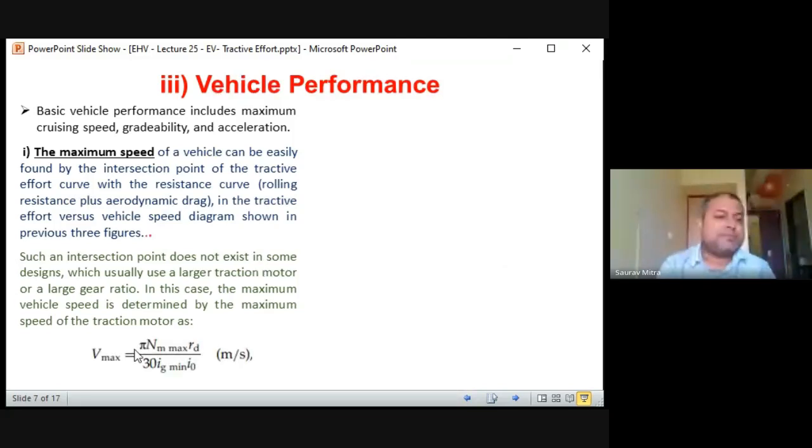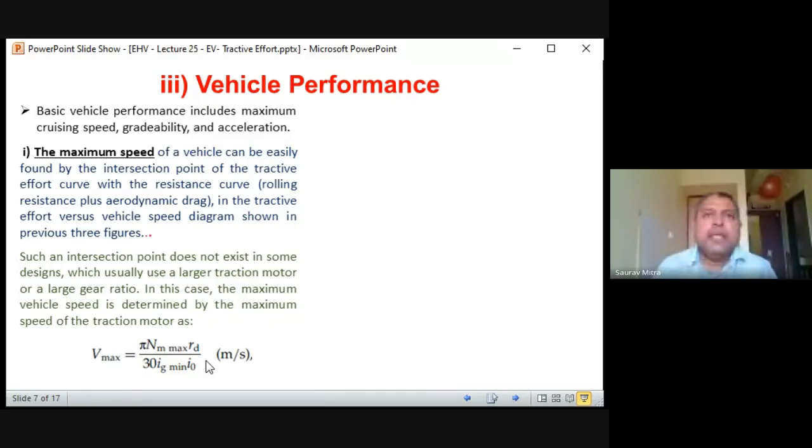So how much is the Vmax? In that case, if that graph does not exist, which usually happens with a larger traction motor or a larger gear ratio, whenever this kind of characteristic is not found directly, what we do is find the Vmax formula.